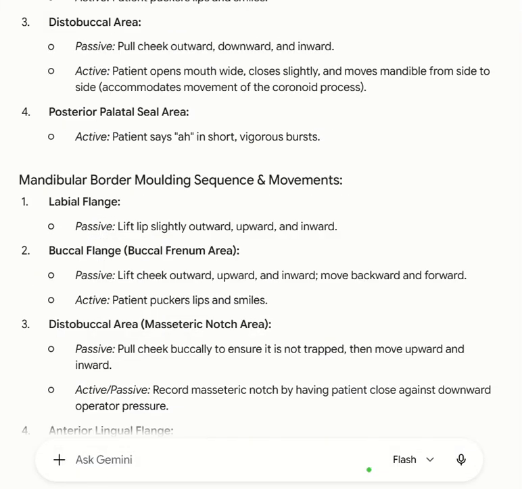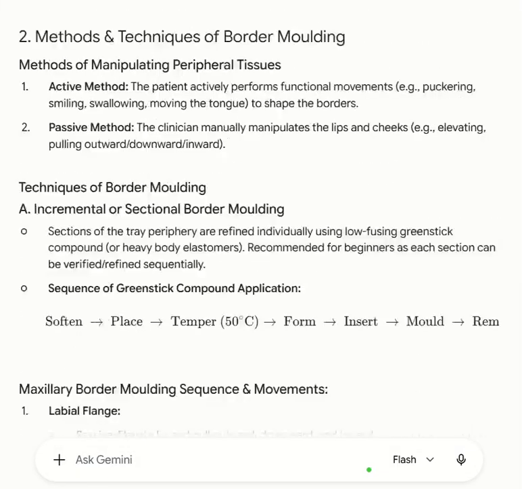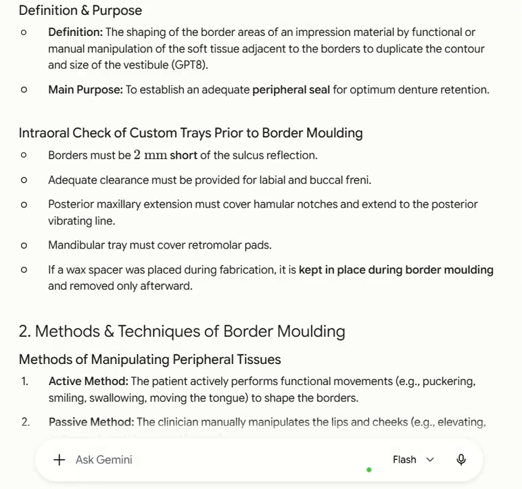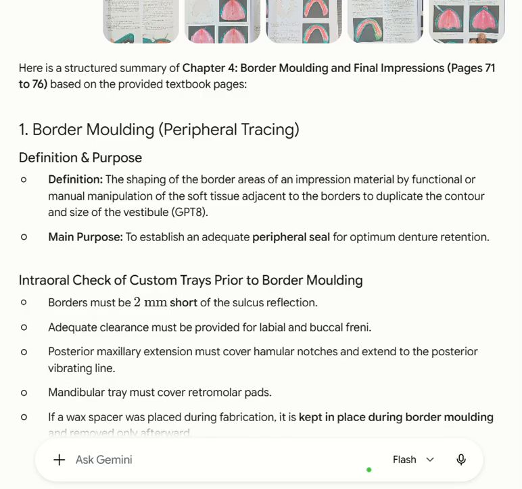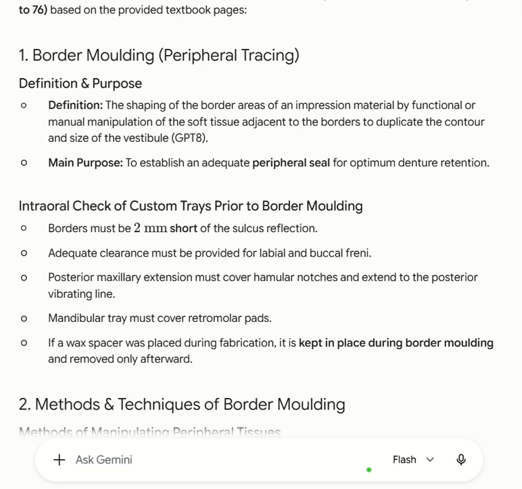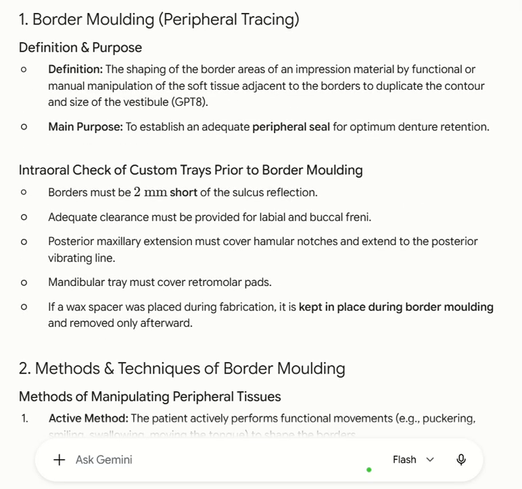Here is a structured summary of Chapter 4, Border Molding and Final Impressions, pages 71 to 76, based on the provided textbook pages. 1. Border molding, peripheral tracing, definition and purpose. Definition: the shaping of the border areas of an impression material by functional or manual manipulation of the soft tissue adjacent to the borders to duplicate the contour and size of the vestibule, GPT-8. Main purpose: to establish an adequate peripheral seal for optimum denture retention.